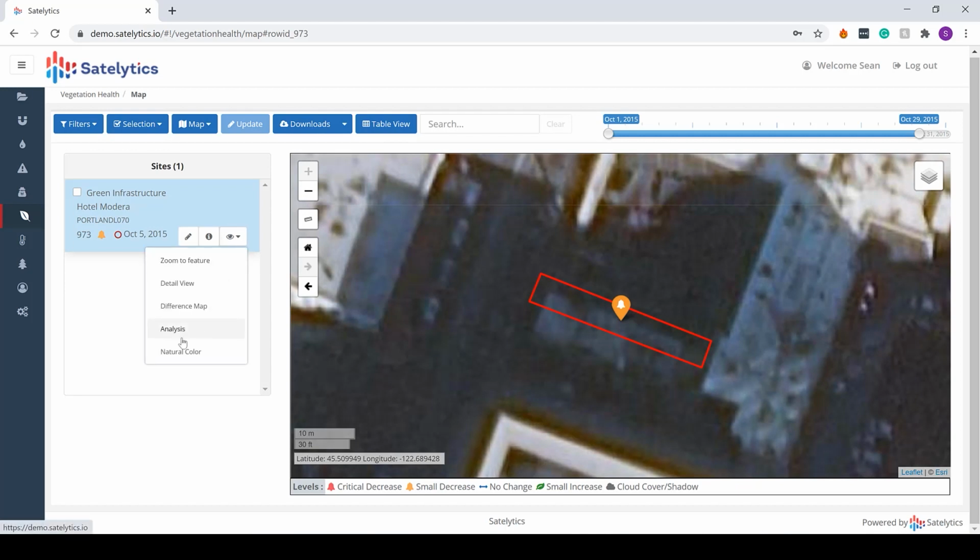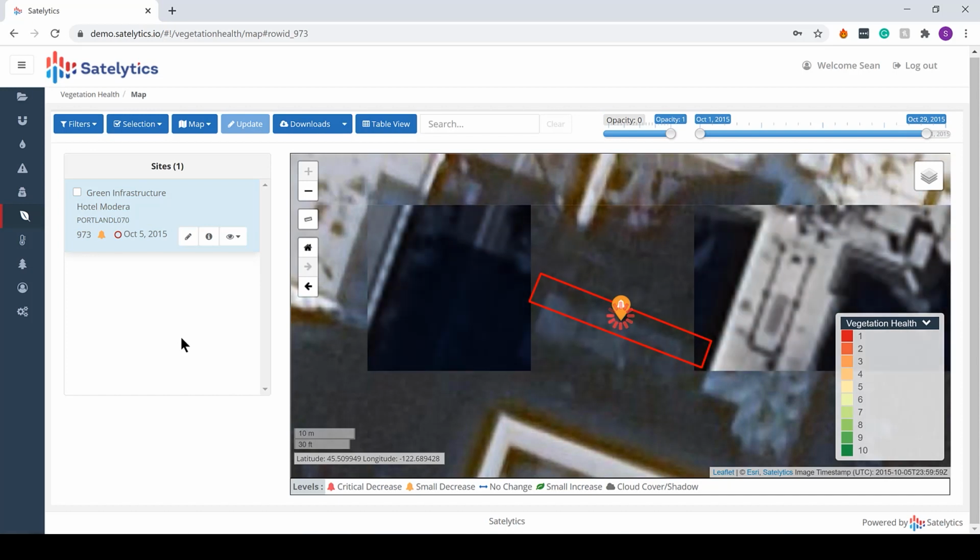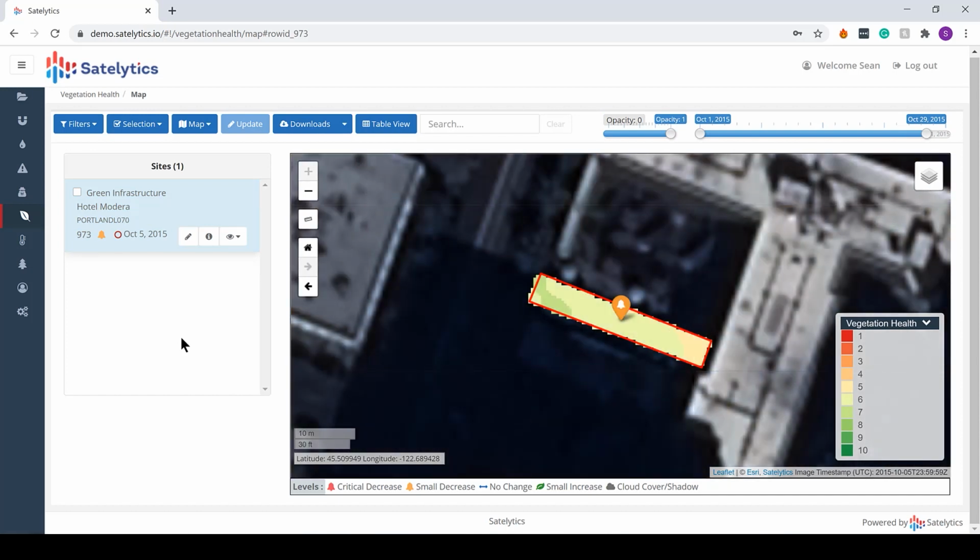You could turn on the analysis, and immediately you could be looking at the vegetation health over that area. Or you could have been looking at not just the vegetation health during the growing season, but the difference over time. What is the trend of this vegetation and what has happened over time?